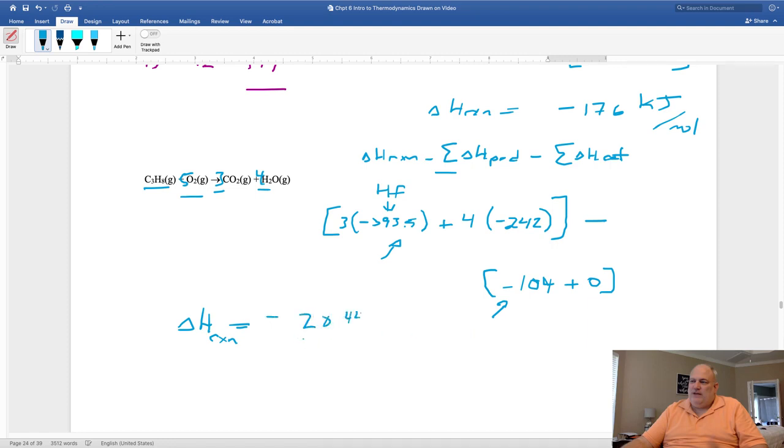2,044.5 kilojoules per mole. Now that is a non-significant figure-friendly number, but for right now, I'm not going to pay that much attention to it. That's a lot of energy that is being kicked off, and that kind of makes sense because this is a combustion reaction. Now, those are the two basic ways you're going to see a problem presented to you.